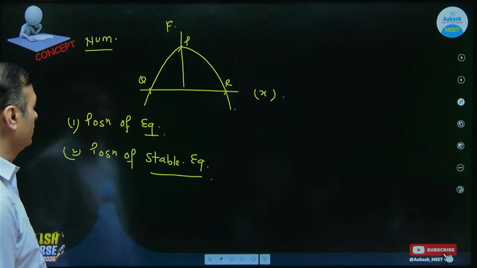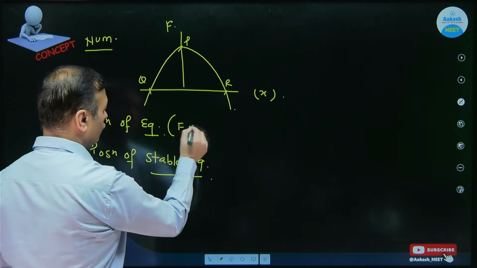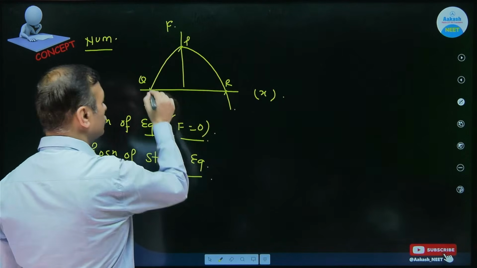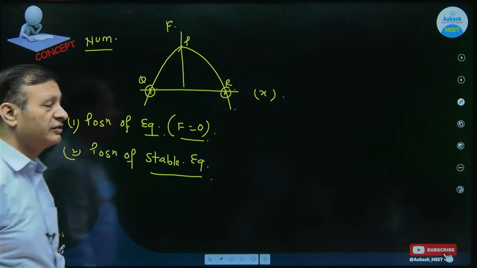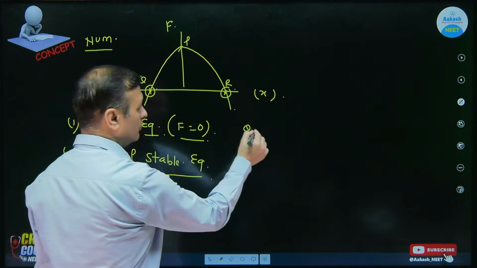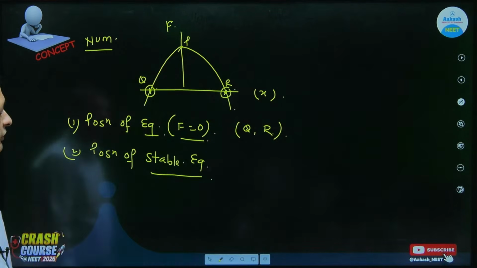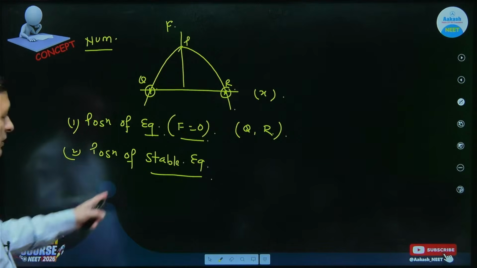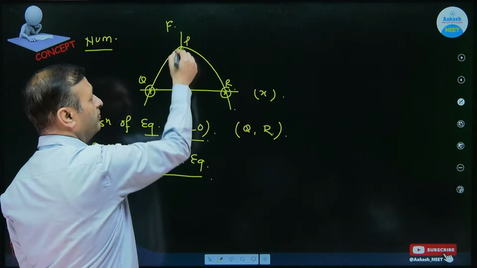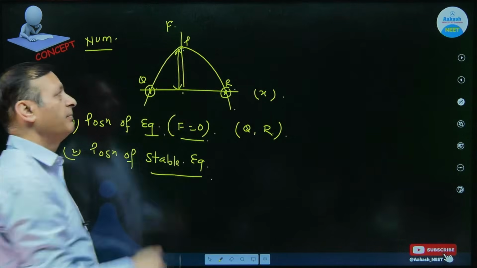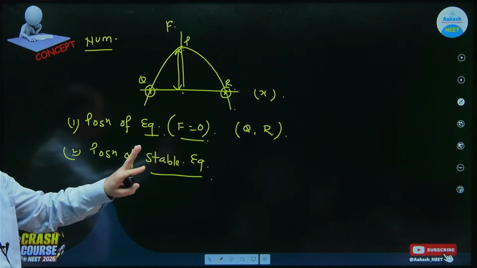So how will you find out? For position of equilibrium, we know equilibrium means force has to be 0. So force is 0. If you look at the graph, these are the only 2 positions where force is 0. So the answer for this part is Q and R. But when you ask about the stable equilibrium, this is not the position, because point P has the maximum force. Look at the graph. So P is not there.